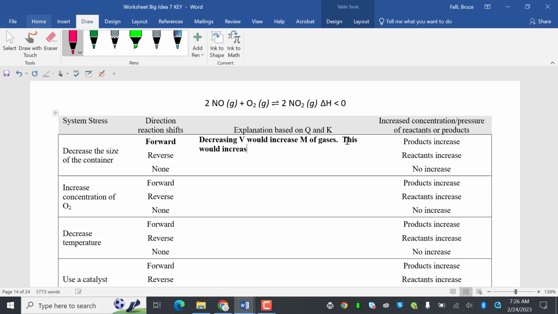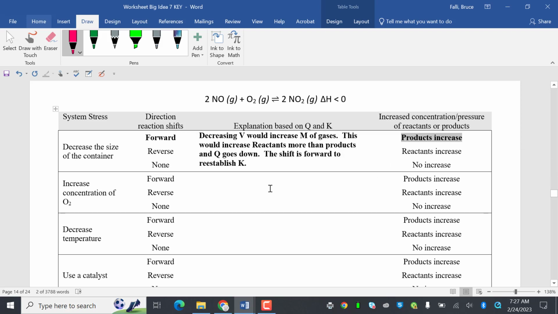Would increase reactants more than products, and Q goes down. The shift is forward to re-establish K. So if I'm shifting forward, my products will increase.